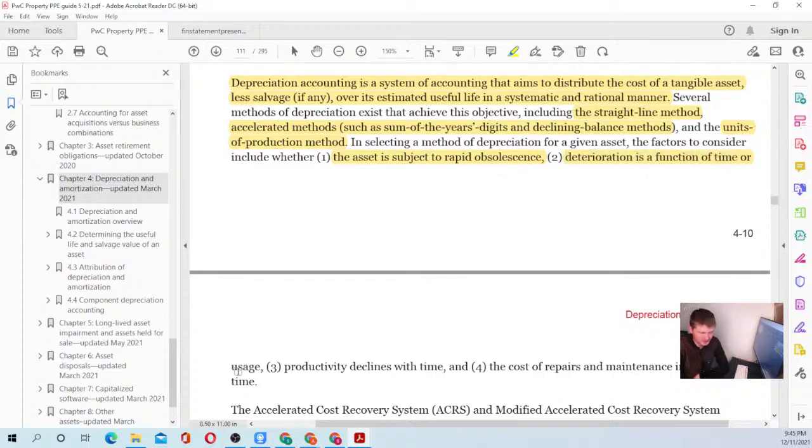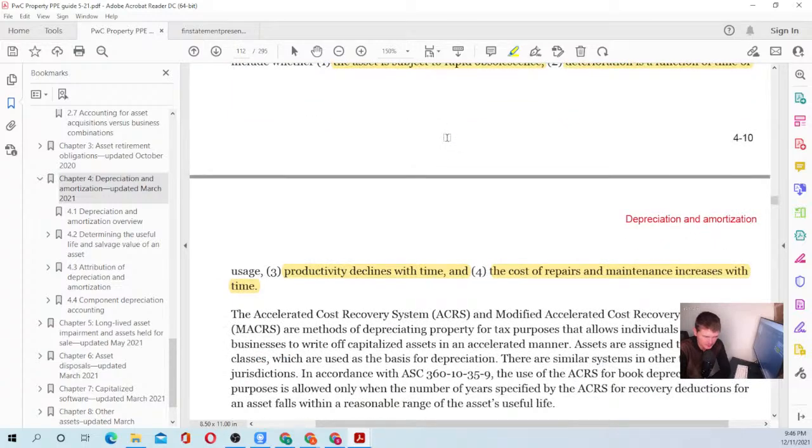So you basically have criteria to determine which method to use. Productivity decline with time, the cost of repairs and maintenance increases with time. And based on that, you might pick one: straight line, accelerated, or units of production method.